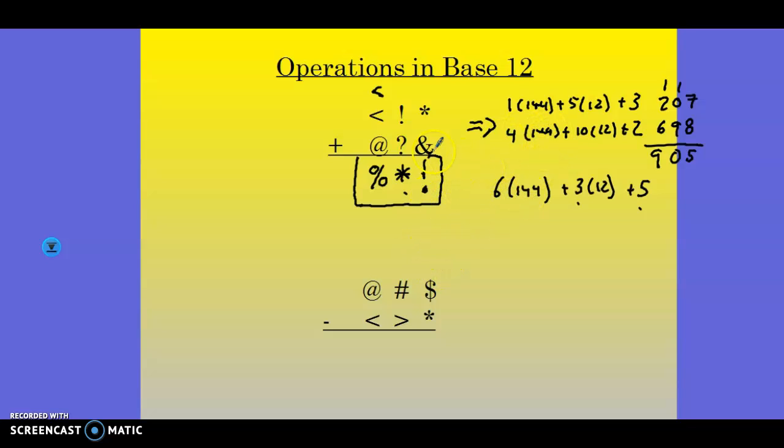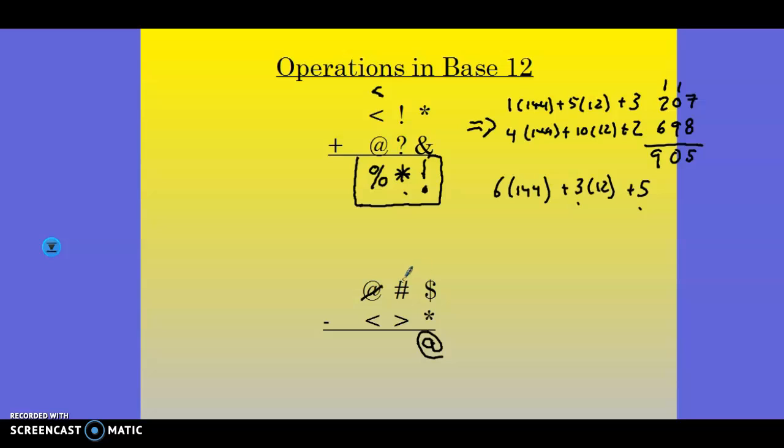So either way you want to do it is fine. Subtraction, same thing, except for your minusing. If you have dollar sign is 7, asterisk is 3, so 7 minus 3 is just 4. You don't need to borrow or anything. That's just our at symbol for 4. Hashtag is 0, greater than is 8, and you can't do 0 minus 8. So you will have to borrow from the at.